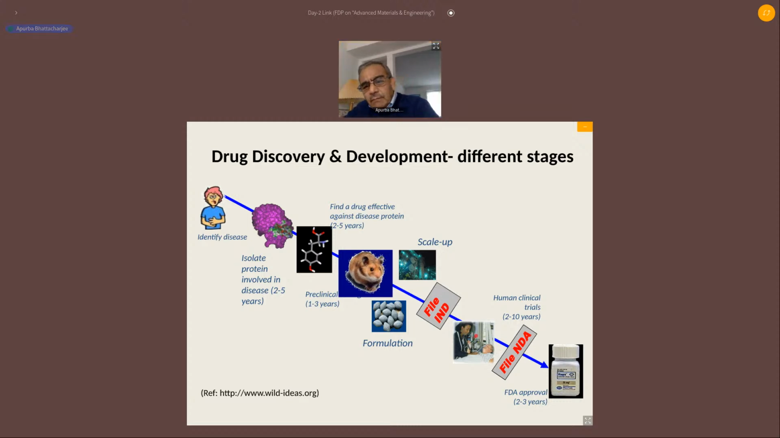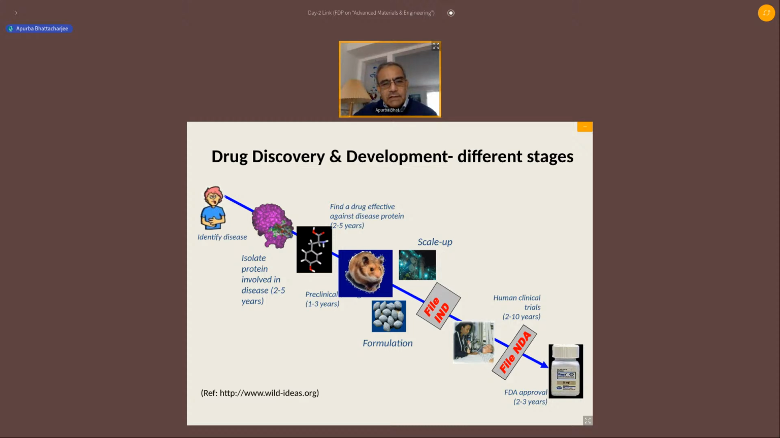It takes about 2 to 10 years in this process usually, and then finally you can file a new drug application, which again is to be approved by the FDA, Food and Drug Administration in the United States, before it can reach the shelf of a pharmacy. So it's a lengthy and very tedious process, undoubtedly. And most of the money is spent on this development of the drug molecule.